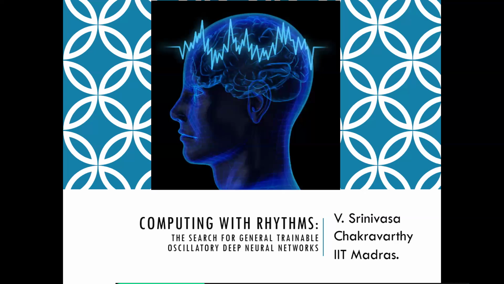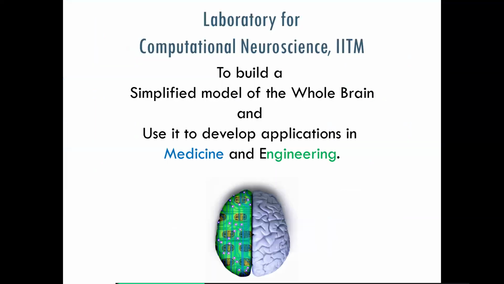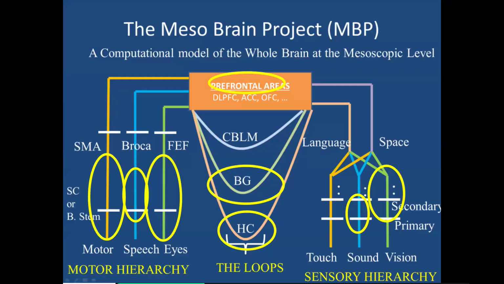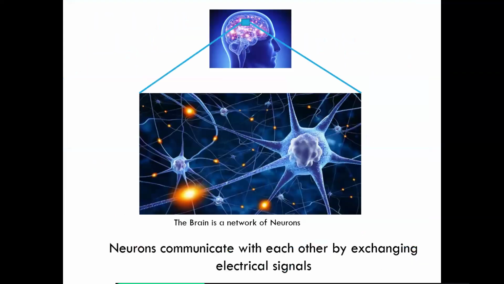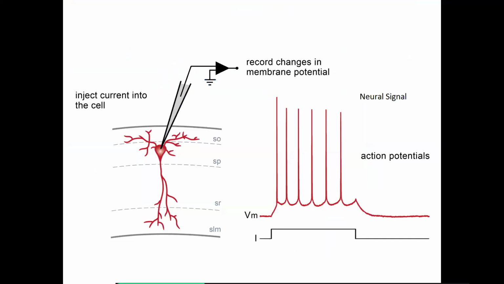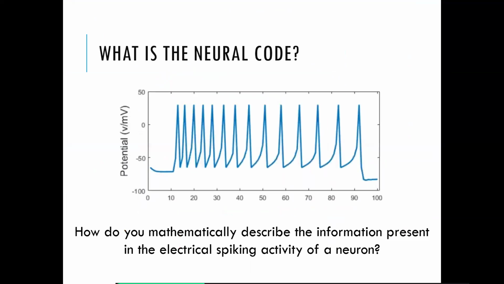Oscillators. So with this, now we will see how to construct networks. Okay, so there's some background about my lab. We know that neurons communicate with each other by exchanging electrical signals, and these signals are in the form of action potentials. We all know this. So because the neural signal is in the form of a series of action potentials, if you ask the question, what is a neural code? How do you mathematically describe it?